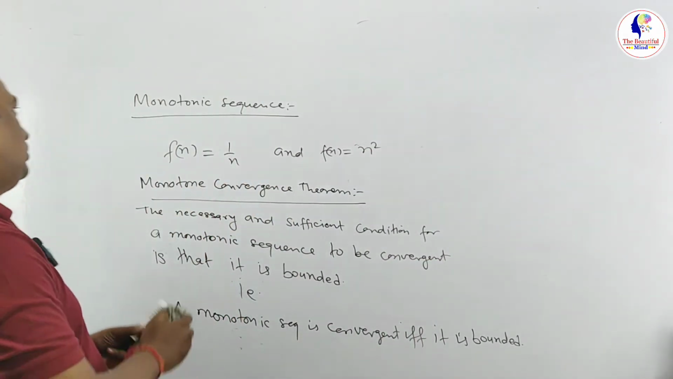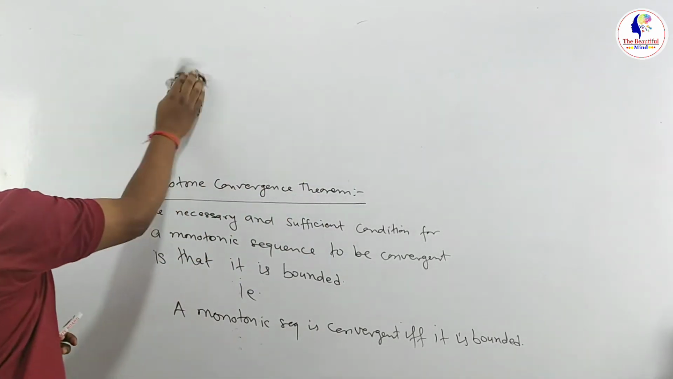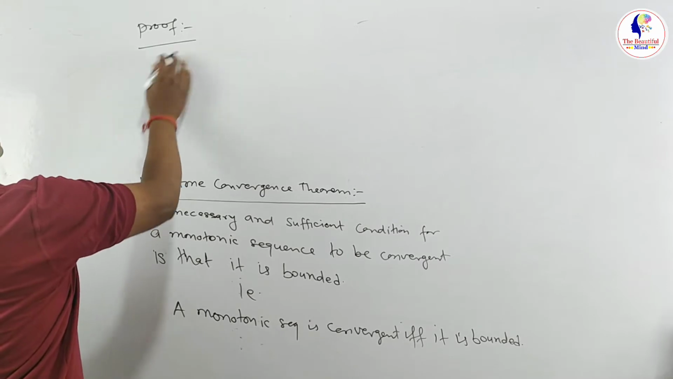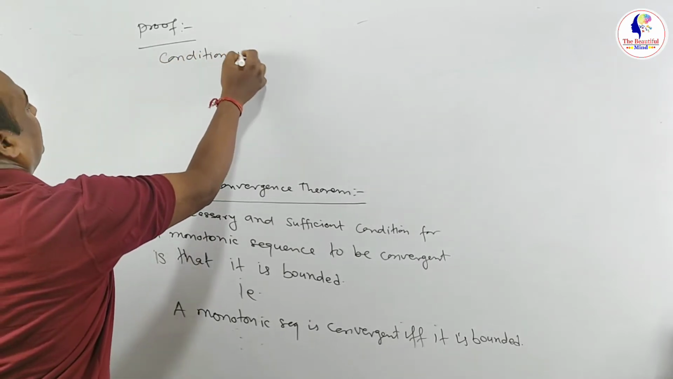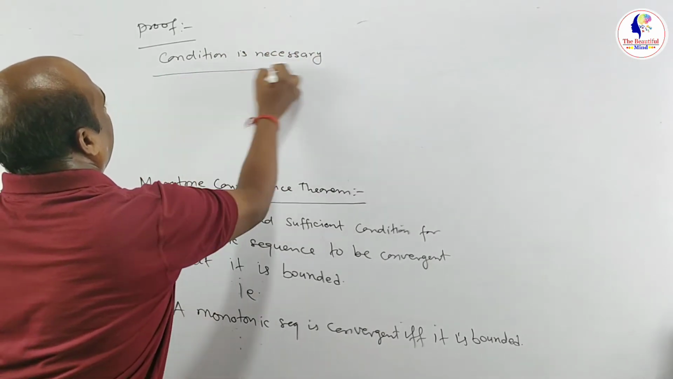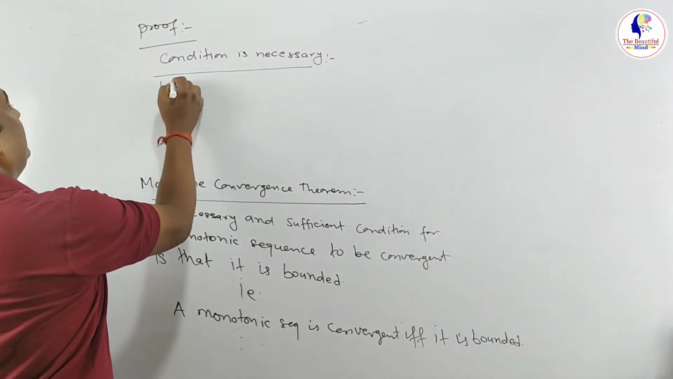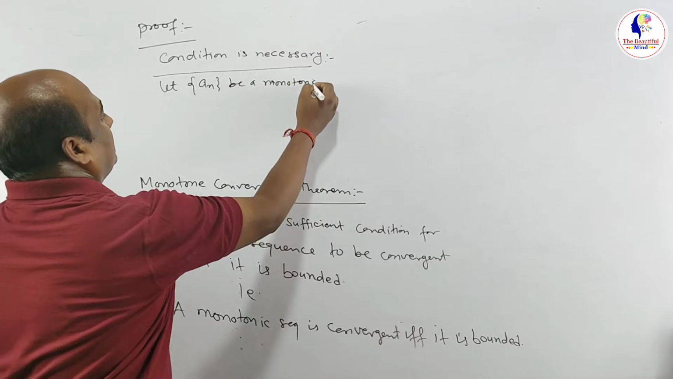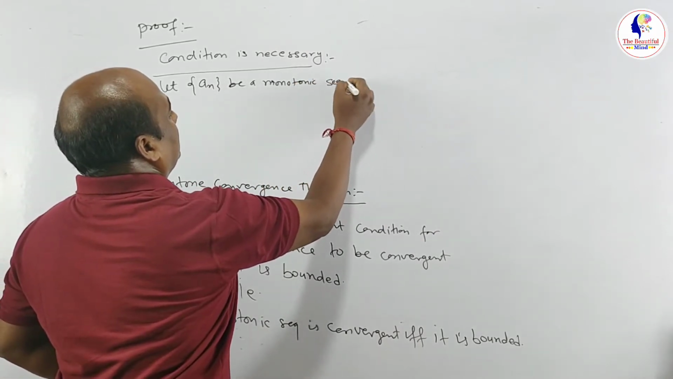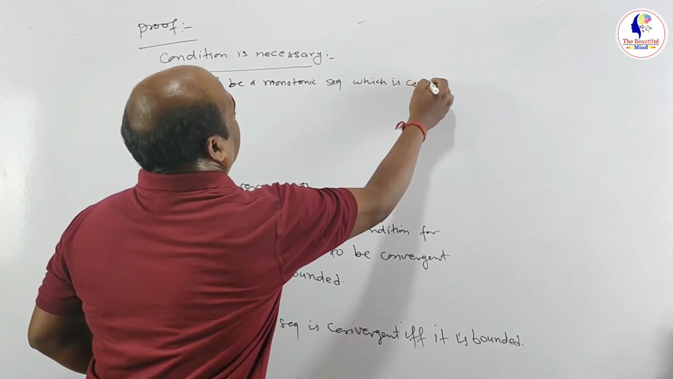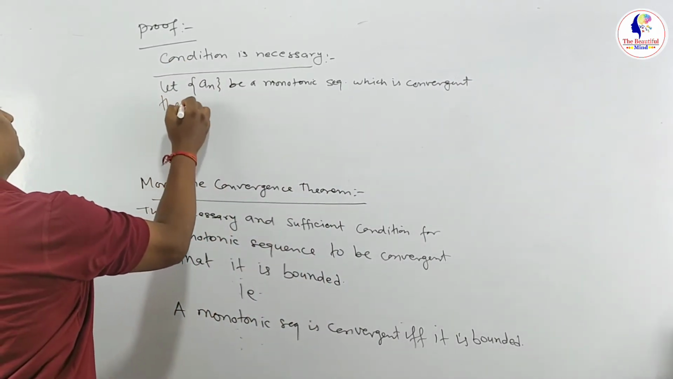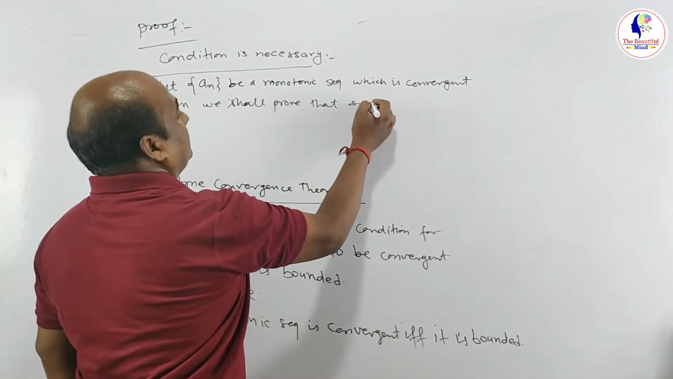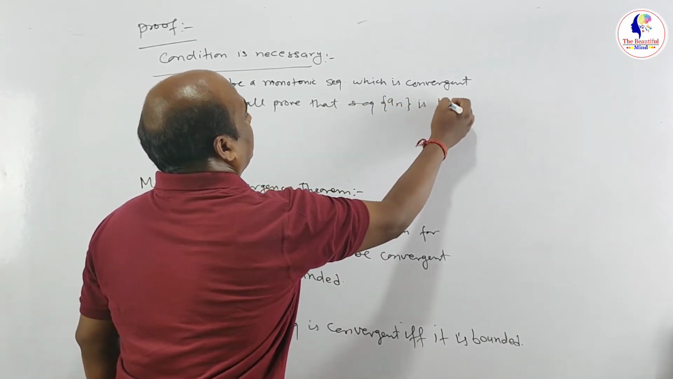So now we are going to prove the monotone convergence theorem. So first, the condition is necessary. Proof. First of all, the condition is necessary. That is, let an be a monotonic sequence which is convergent. Then we shall prove that the sequence an is bounded also.